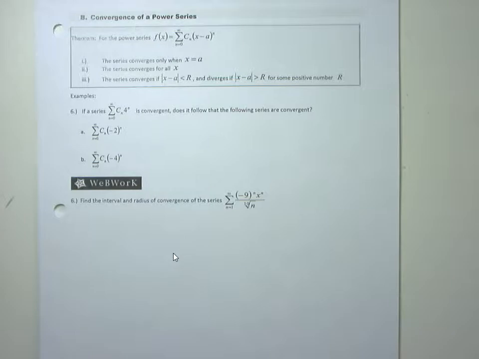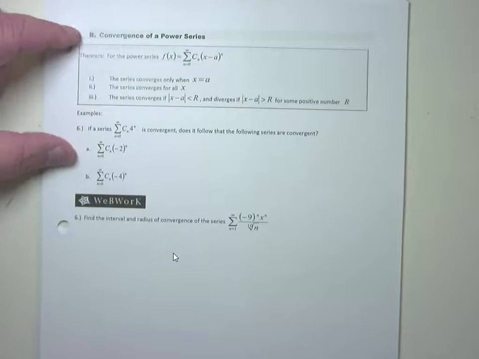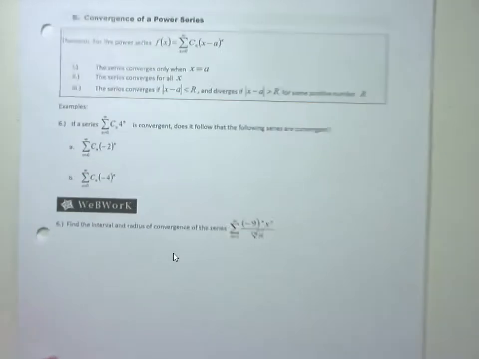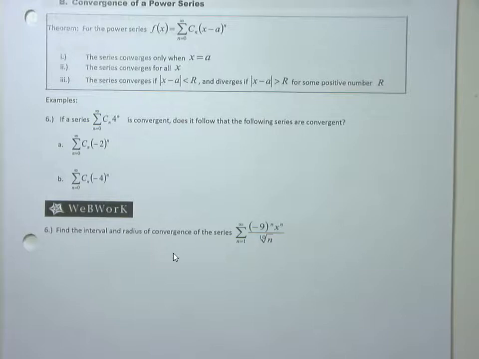But then you had to do one last thing at the end, because the ratio test states that you can't tell what's going on at the endpoints. You have to test your endpoints. Reminding you of that, we have a nice little theorem up here about the convergence of a power series. It says, quote, for the power series f of x equals the sum as n goes from 0 to infinity of c_n times (x minus a) to the n, you've got three different possibilities.